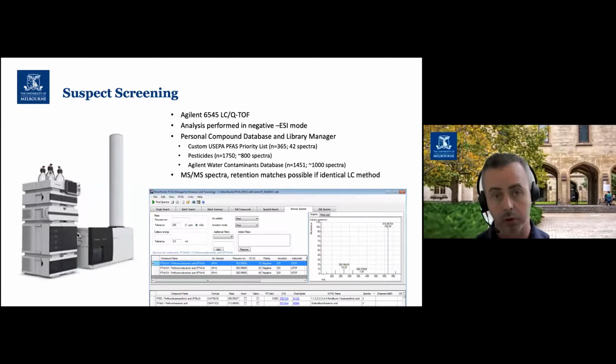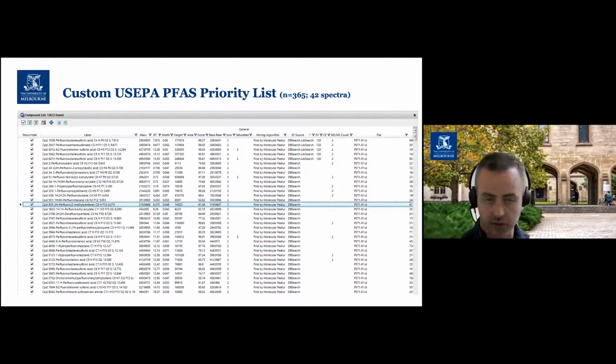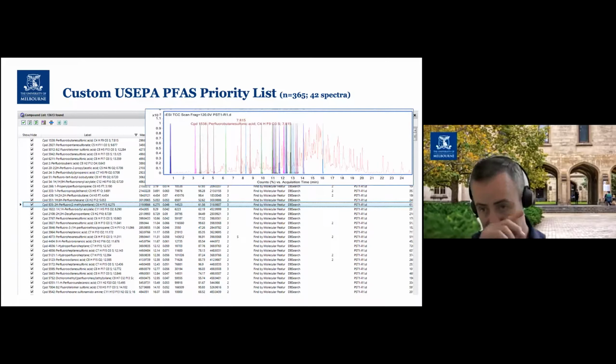So you do it by an approach called suspect screening, or this is one of the approaches. We have a custom database that we've created based upon the US EPA's PFAS priority list. You can screen it against all these other chemicals too, pesticides and typical water contaminants. What you're actually doing is looking for matches between the spectra and your database. Okay, so this is that same data file. We compared whether we found the things using this new approach with our targeted approach, and indeed we did.